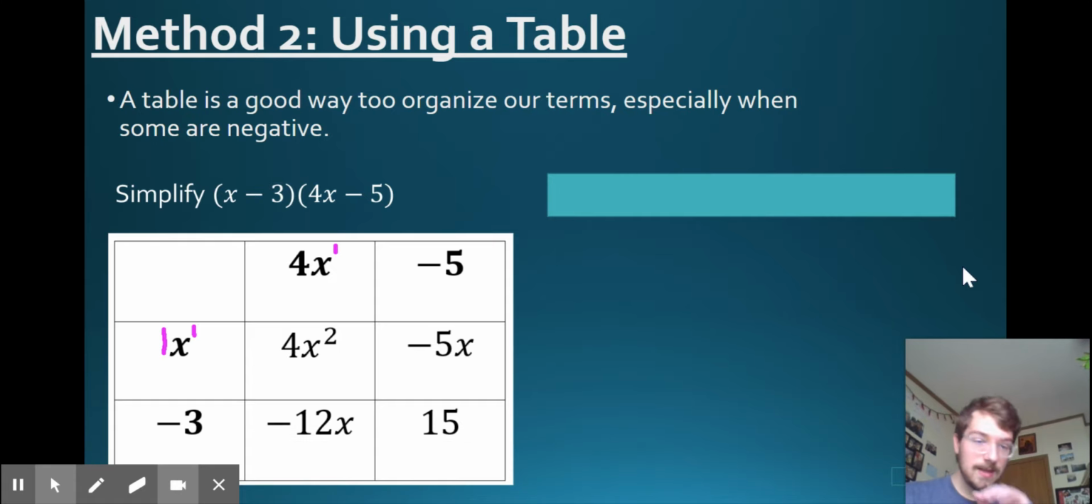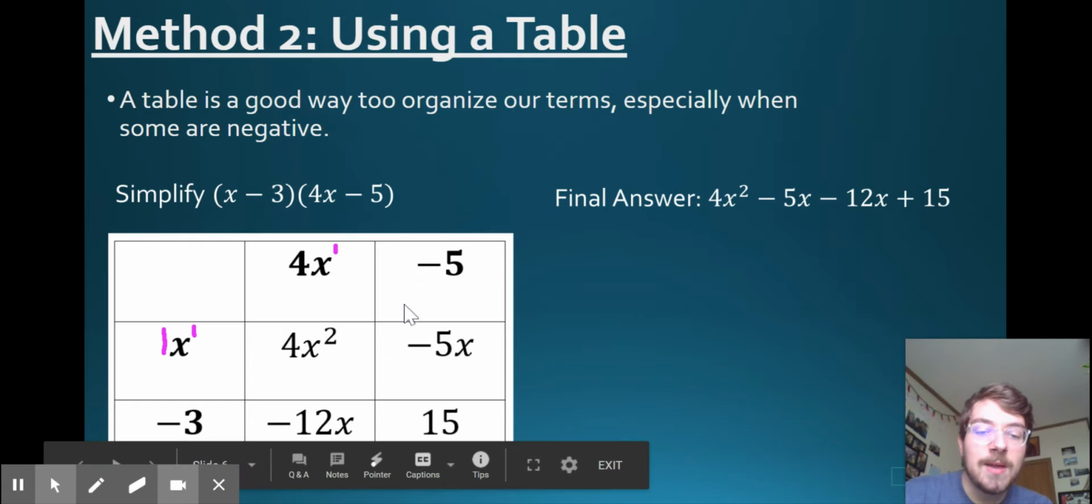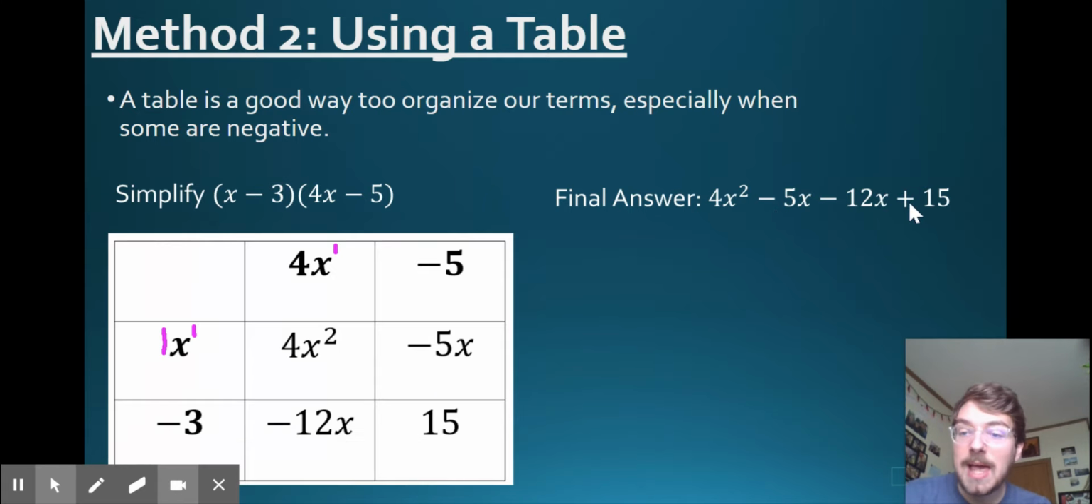So the one thing that could be a problem with the table is how to organize your information afterwards. So your final answer should look like this, where I'm taking all 4 of my terms and just lining them up as normal. And so if you've got a negative number, that should be a minus sign. And if you've got a positive number, that should be a plus sign in this case.